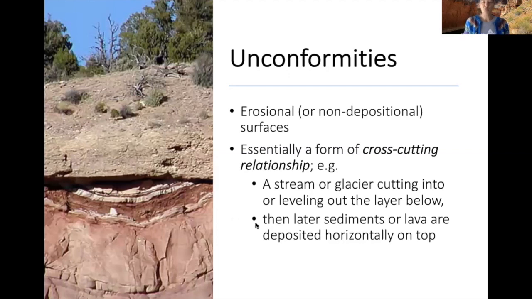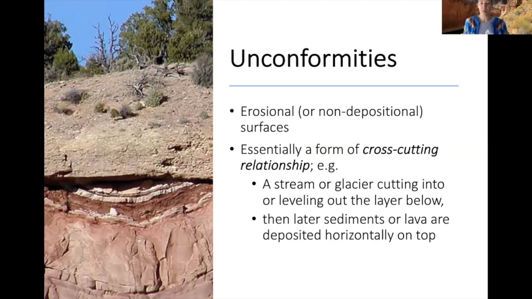Now let's examine one more thing, which are unconformities. Unconformities represent a surface in the rock record that either was a period where nothing was deposited, or more likely is a period where erosion removed other material. It is a form of cross-cutting relationship, but it's easier probably for you to keep them separate for now.